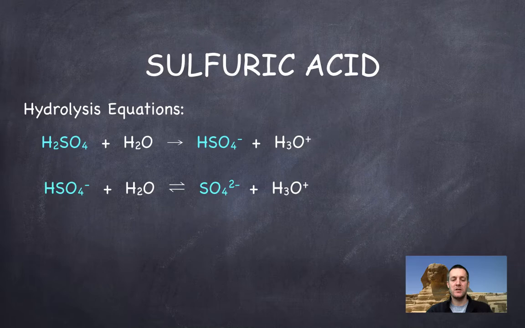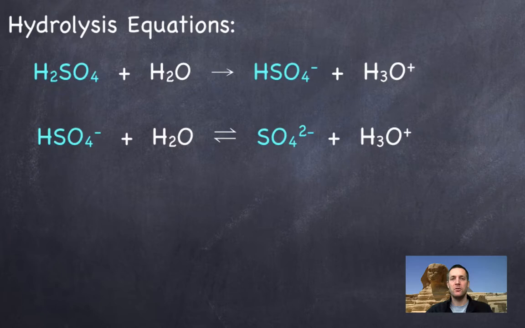Let's illustrate that with another couple of equations. Here we're looking at a diprotic acid, one that has two H+ ions to give away. It's called sulfuric acid. Because it's got two H+ ions to give away, we could write two hydrolysis equations for it. We could show H2SO4 giving away H+ to water. So water, once again here, is acting as a base because it's accepting H+. H2SO4, sulfuric acid, would turn into the hydrogen sulfate ion.